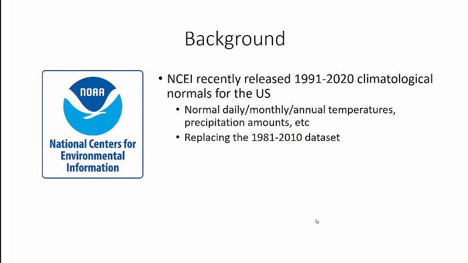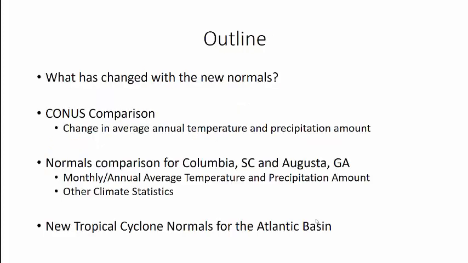A little background: just recently, earlier this month, the National Centers for Environmental Information, headquartered in Asheville, North Carolina, released the 1991 to 2020 climatological normal data set for the U.S., replacing the previous data set.